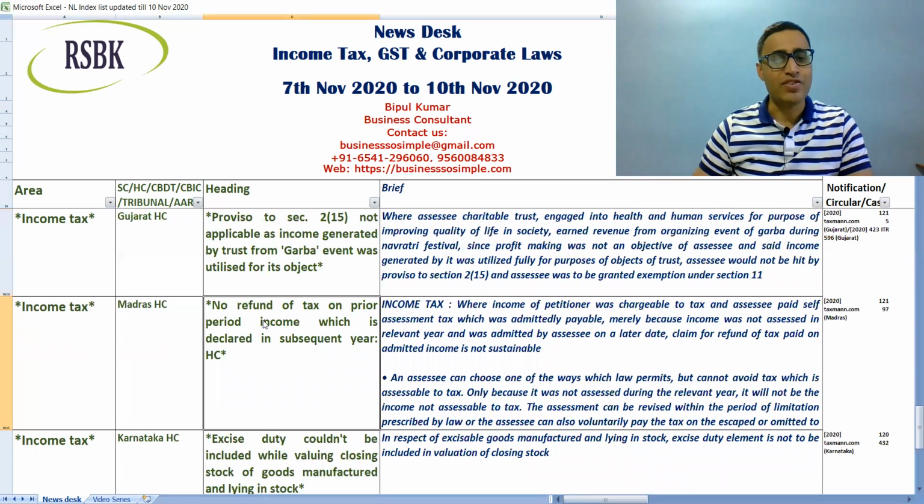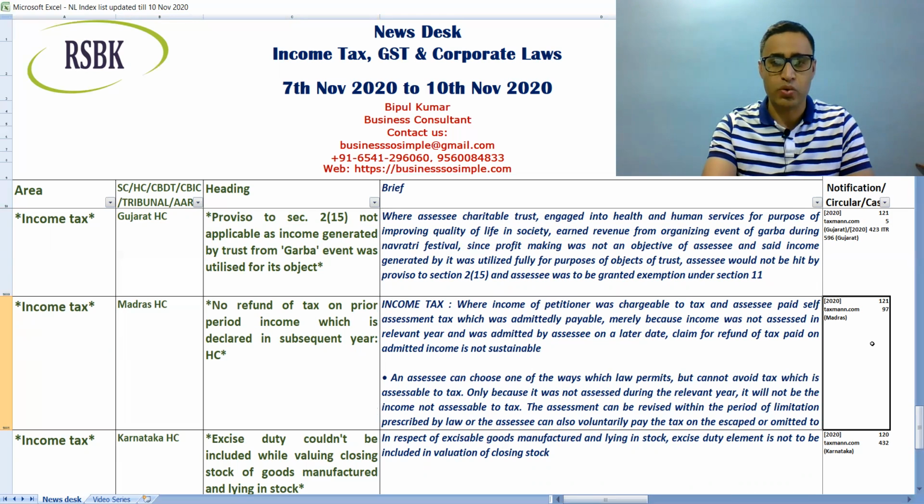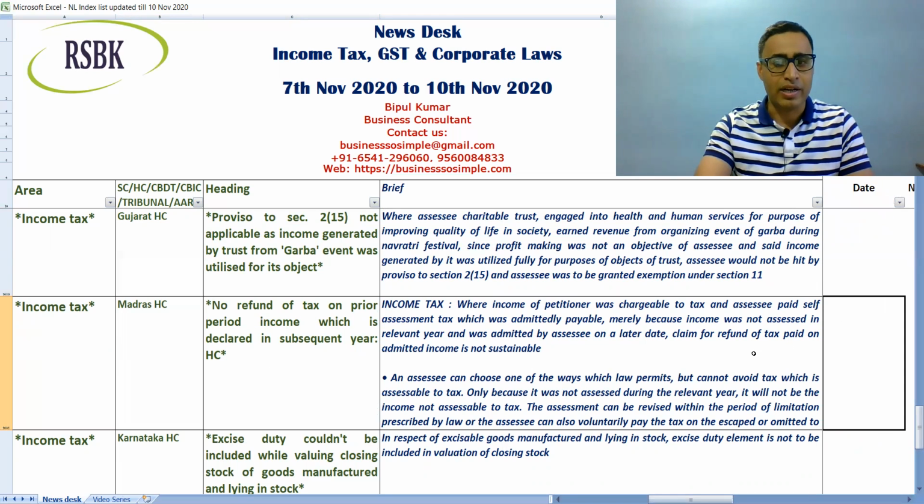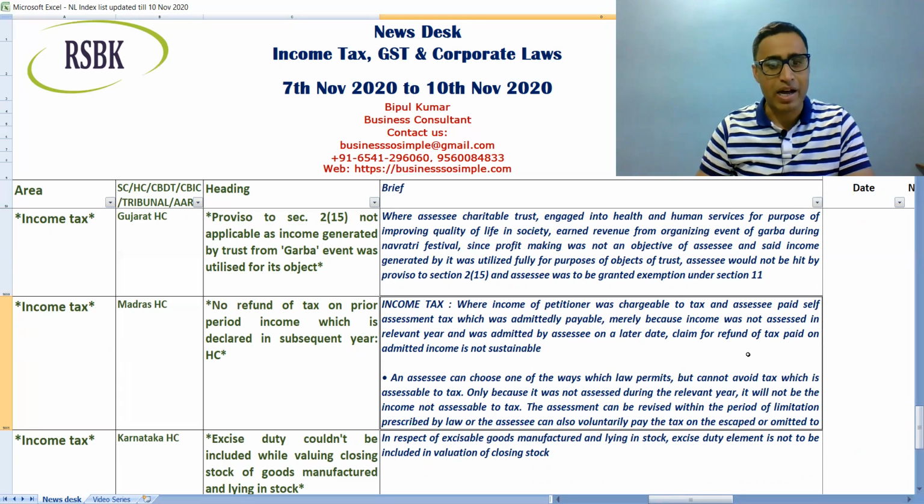Next is Madras High Court: no refund of tax on prior period income which is declared in the subsequent year. Madras High Court held that where the income of the petitioner was chargeable to tax and the petitioner paid self-assessment tax, which was admittedly payable, merely because the income was not assessed in the relevant year and was admitted by the petitioner at a later date, a claim for refund of tax paid on admitted income is not sustainable.